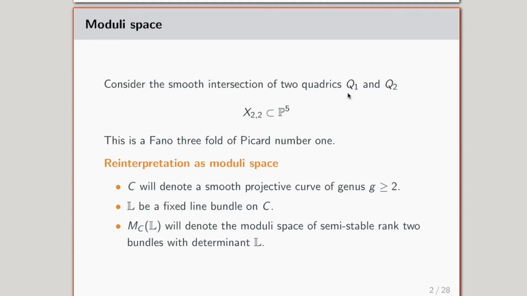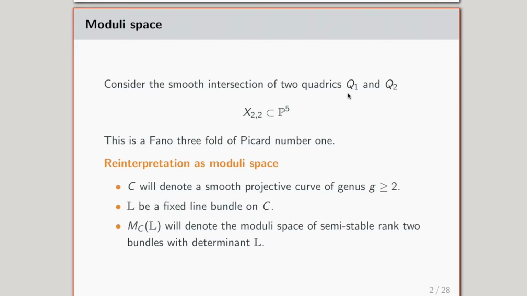So let me just introduce the moduli space. I'm not sure if you are all familiar with this space. The first example is a very popular Fano threefold: the intersection of two quadrics in P5. This is a Fano threefold with Picard number 1. I'm going to call it X22. This is an example of a bigger class of Fano manifolds, which are what are called the moduli spaces of bundles on curves.